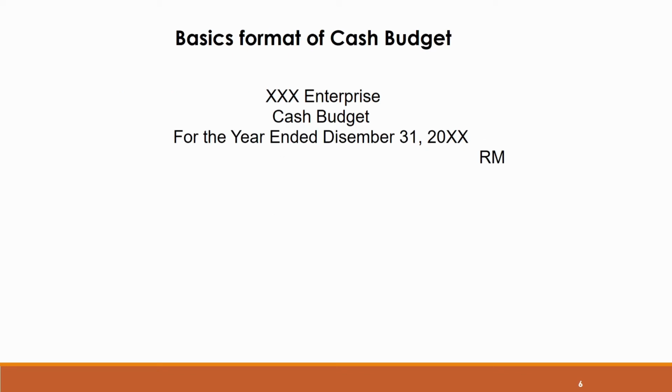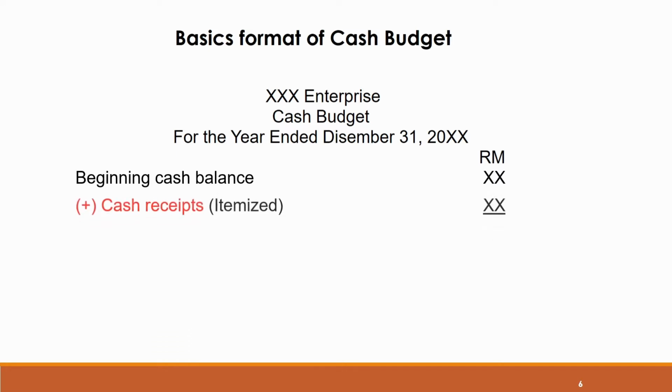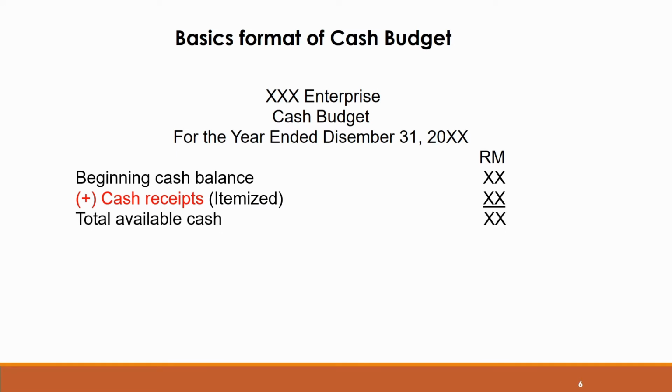This is the basic format of the cash budget. Number 1, we have to record the beginning cash balance. Number 2, we have to record cash receipts. We have to list all the items that relate to cash receipts. Number 3, we must record the total available cash. The total available cash equals the beginning cash balance plus cash receipts.